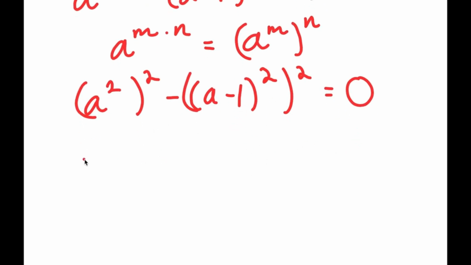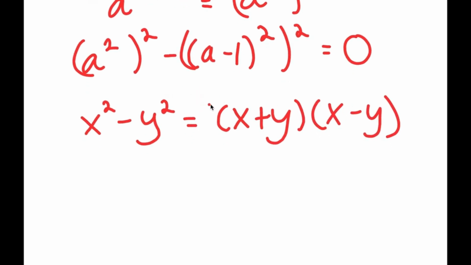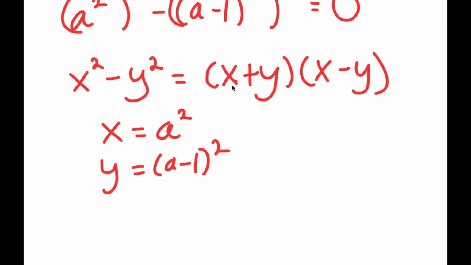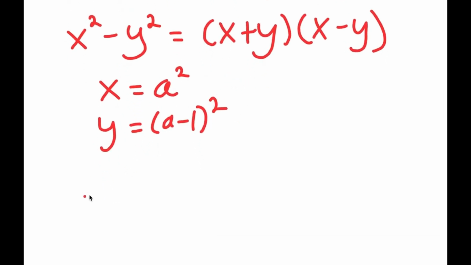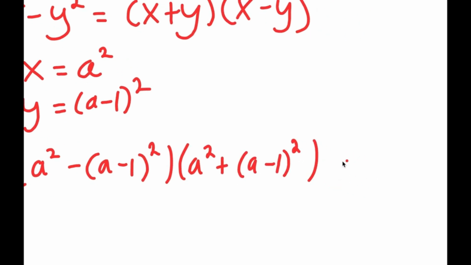Now, if I have something in the form x squared minus y squared, this is equal to (x plus y) times (x minus y). So, in this case, I can think of x as a squared and y as (a minus 1) squared. So by using this property, I get (a squared minus (a minus 1) squared) times (a squared plus (a minus 1) squared). And this is all equal to 0.